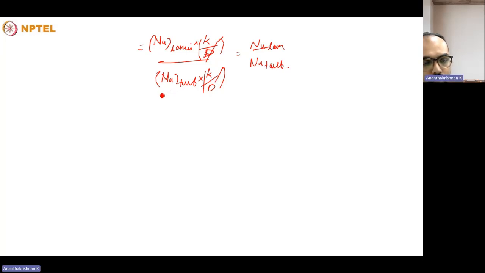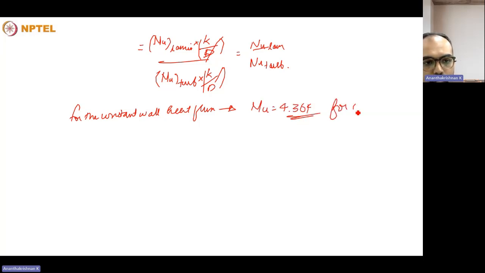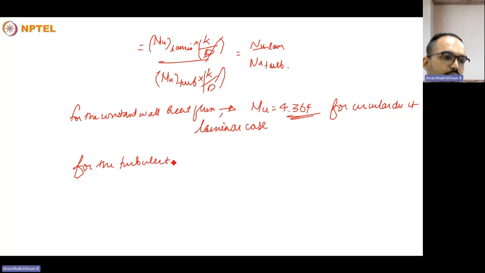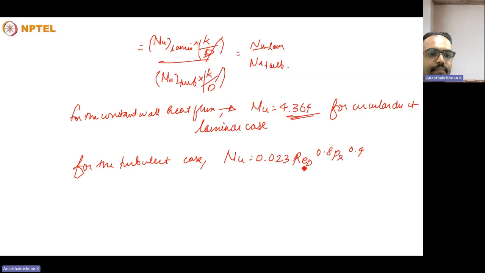So we know that it is a constant wall heat flux case. For the constant wall heat flux heating case, the Nusselt number is equal to 4.364. It's a constant for circular duct laminar flow. For the turbulent case, for constant wall heat flux or constant wall temperature, the Nusselt number can be written as 0.023 Reynolds number raised to 0.8 and Prandtl number raised to 0.4 for the heating case.